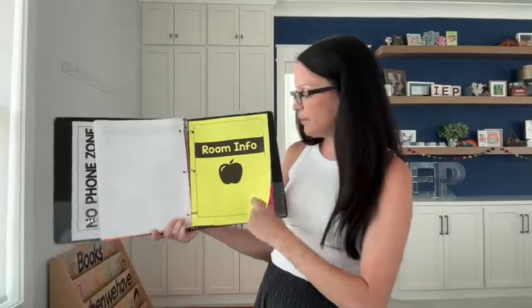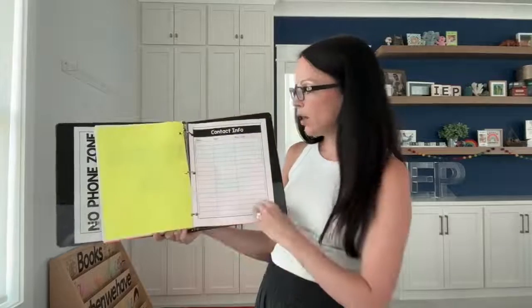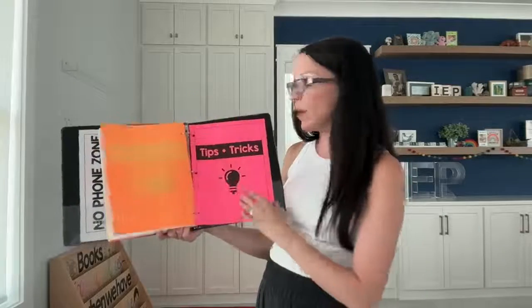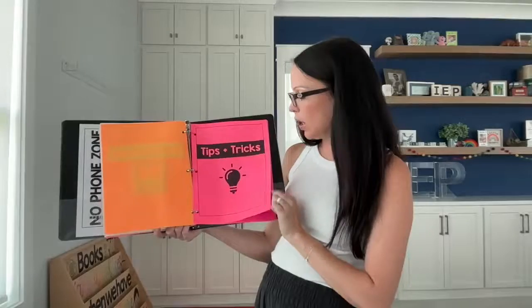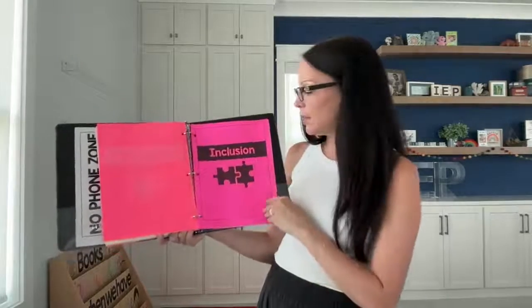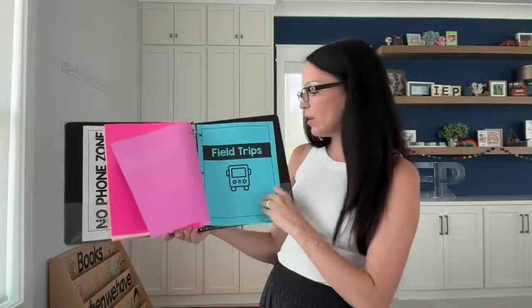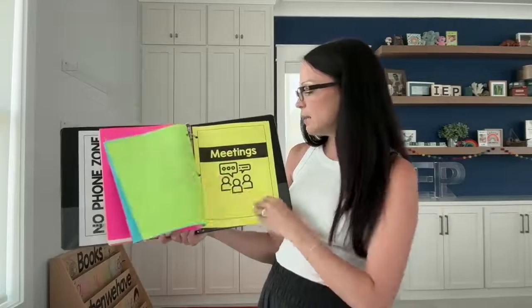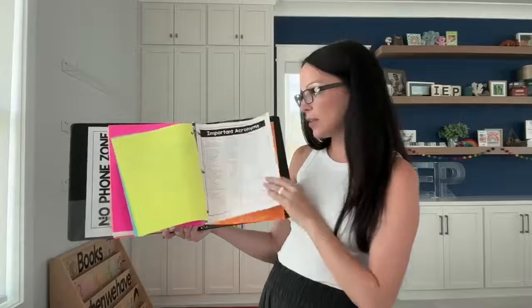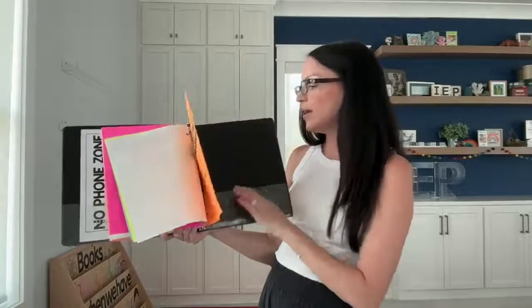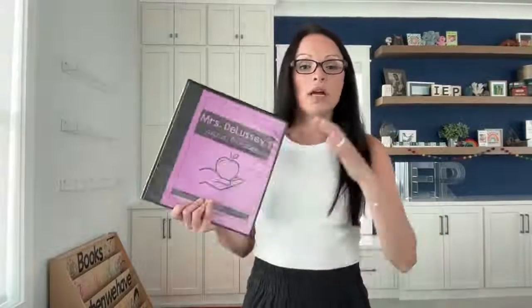Throw that in your caseload management binder as well. Room information with contact information. Assessments, when are the different assessments, district and statewide. Tips and tricks that you can share with them. Inclusion tips and tricks or what classrooms they're going to, inclusion data sheets. Resource, same thing. Field trips, sensory needs, different meetings, important acronyms. Here's that list again that I'll come back and link for you, and safety procedures.